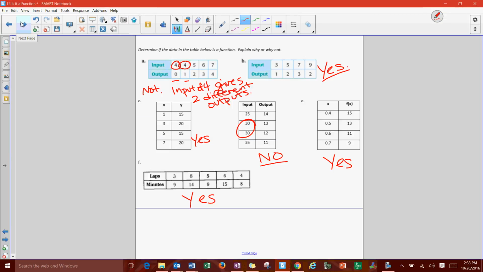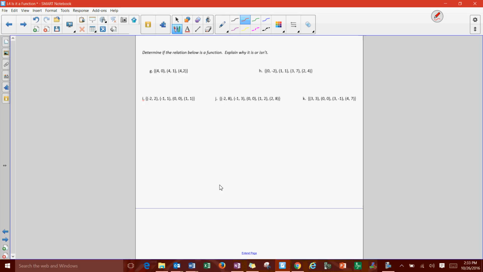Okay, moving on. Now if I have a set of points, let's determine if it's a function or not. Again, my x value shouldn't be repeating. Keep in mind, points are listed x comma y. X is my input, or in other words, the button I push. Y is my output, or in other words, the soda that comes out of the machine.